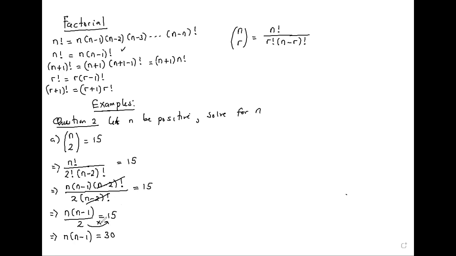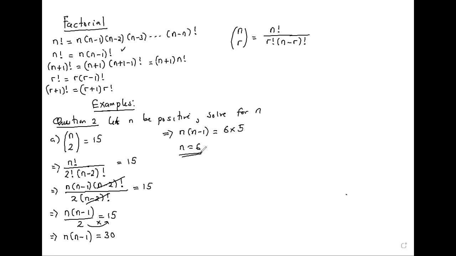The simplest way of solving this question is to rewrite 30. You write 30 as 6 times 5, so that you see that actually n is equal to 6 directly. It means the 4 factorial was on both sides and then they divided out, so it went. So n should be 6.